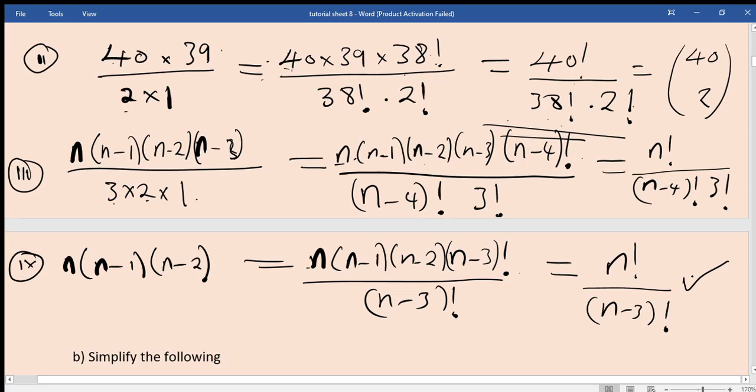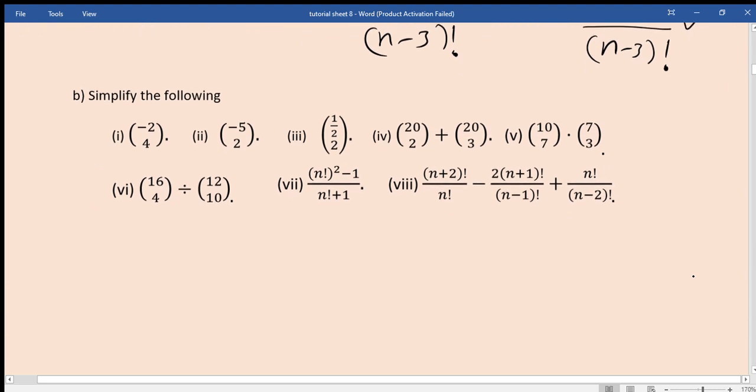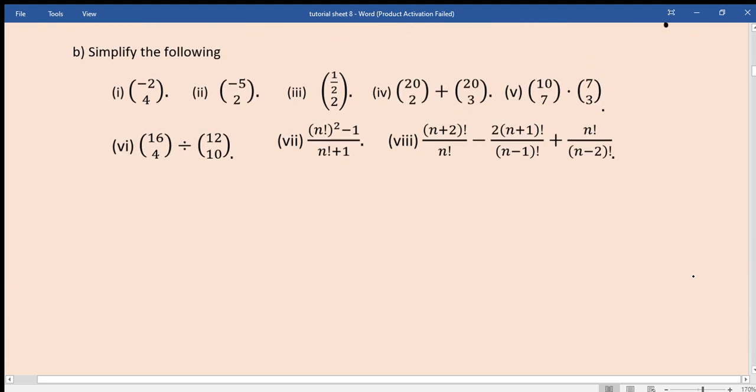Let's go to the B part now. So factorial notation, you just have to understand that it is a product of its decreasing terms, just like that. So let's go to the second part, B. B says simplify the following.